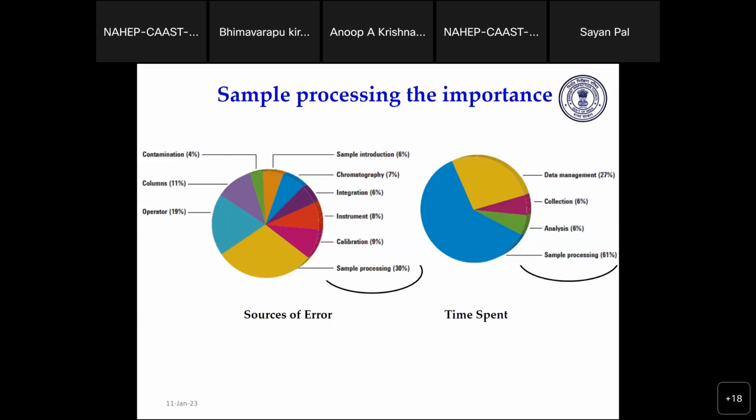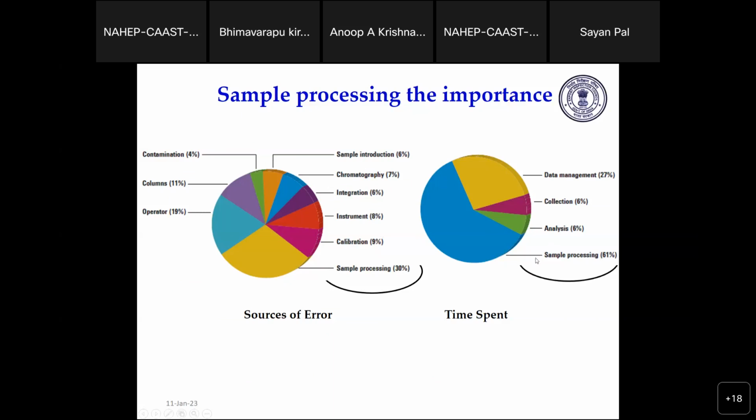And again, to give you also the importance of sample processing, many people don't understand that. We all think that we have an LC-MS/MS, and if we put anything into the LC-MS/MS, we'll get a result. But sample processing is equally important, because if you make a mistake there, the whole result will be wrong. You can see what the sources of error are. 30% of the error contribution comes from sample processing. Sample introductions are very negligible, within 10%. However, sample processing contributes 30%.